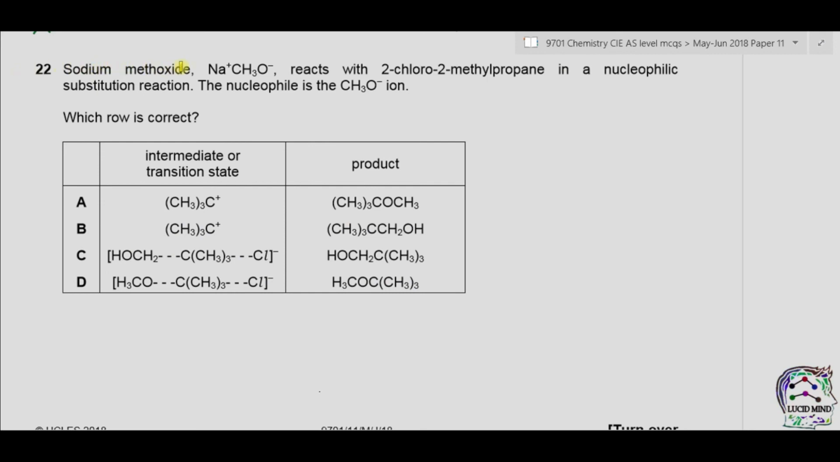Question 22. Sodium methoxide, Na plus CH3O negative, reacts with 2-chloro-2-methylpropane in a nucleophilic substitution reaction. The nucleophile is this one. Which row is correct? First you have to find out the intermediate or transition state, and then you have to find out the product. Let's first draw the structure of 2-chloro-2-methylpropane. So in long chain we have 3 carbon atoms as it is propane. On second carbon we have chloro, and we also have methyl group attached.